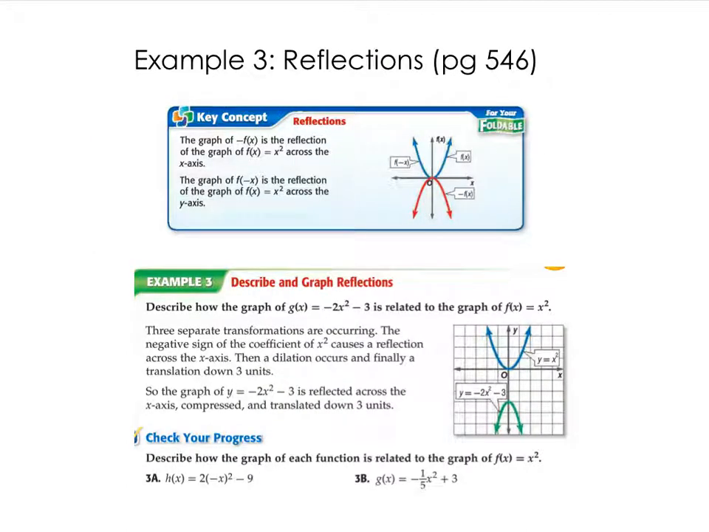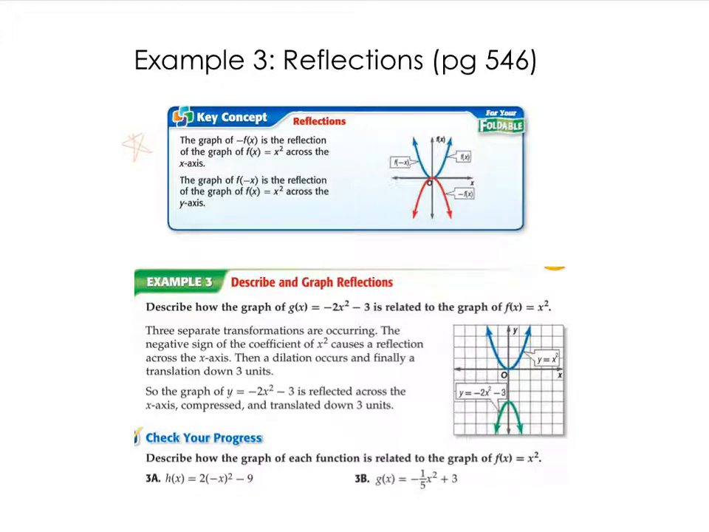All right, example 3, reflections. So we can have two types of reflections, over the x-axis and over the y-axis. So the graph of negative f of x, and this is the one we'll commonly see the most, is the reflection of the graph of f of x equals x squared across the x-axis. So if I have a negative in front of A, that's going to be an x-axis reflection. But the graph of f of negative x is the reflection of the graph of f of x equals x squared across the y-axis. And again, we don't talk about the second one as much. We talk about the first one quite a bit more because that's what we see more with quadratics, at least for right now.